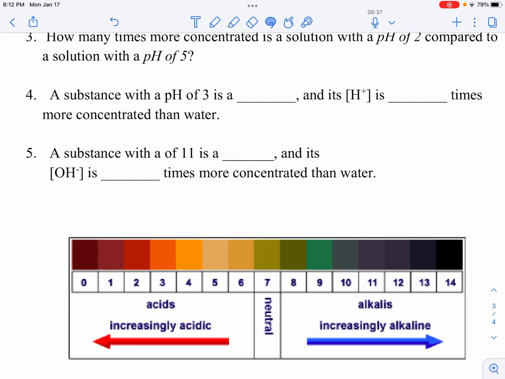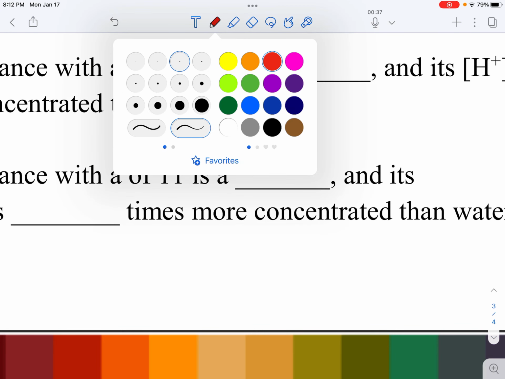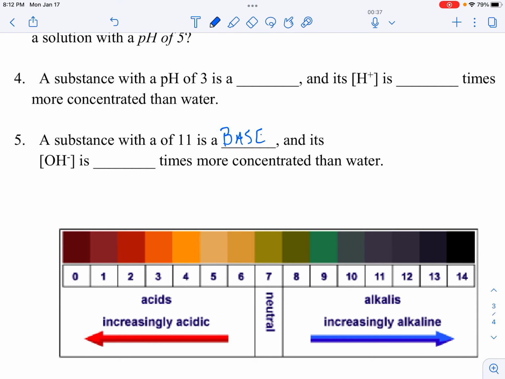If it's above 7, it's a base. So let's write down base here. I'll put that in blue since it's a base. Above 7 is a base. And its hydroxide ion concentration is how many times more concentrated than water?